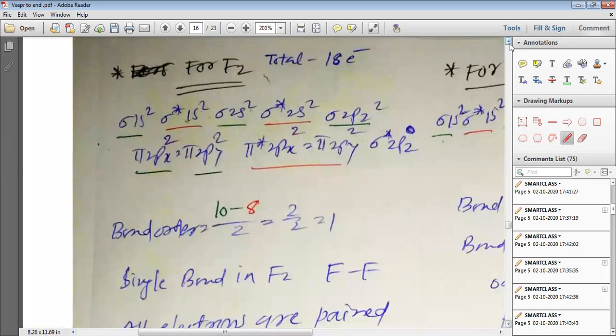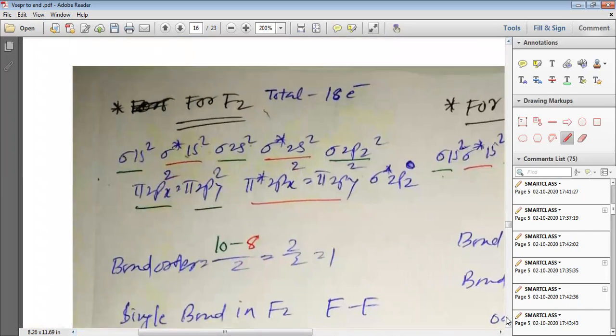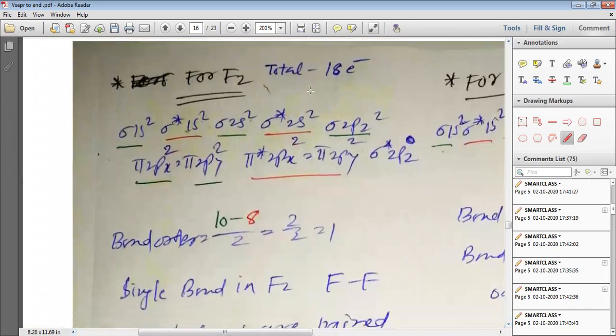Now we are going to study about the formation of the fluorine molecule F2. A total of 18 electrons are present in fluorine. So we can write the electronic configuration as sigma 1s2, sigma star 1s2, sigma 2s2, sigma star 2s2, sigma 2pz2, pi 2px2 equal to pi 2py2, pi star 2px2 equal to pi star 2py2, and sigma 2pz0, my dear students. So sigma 2pz is not filled.